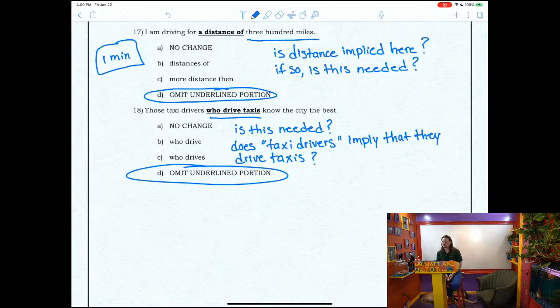18, those taxi drivers who drive taxis know the city the best. So if we say that they're taxi drivers, it's explicitly stated just in a different form. It's in the noun form, but we know if they're taxi drivers, that means that they drive taxis. So we don't need to state it again. So we should also omit the underlined portion in number 18. So the answer to 17 and 18 were both D.